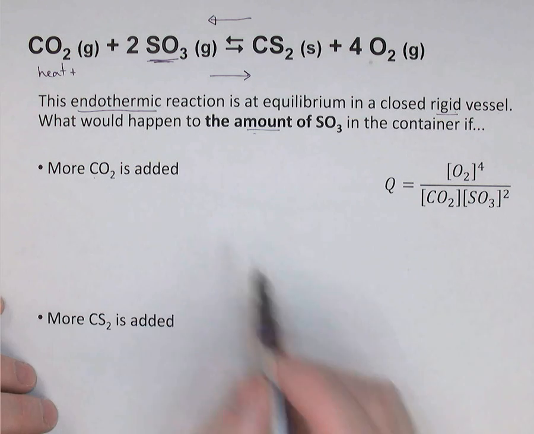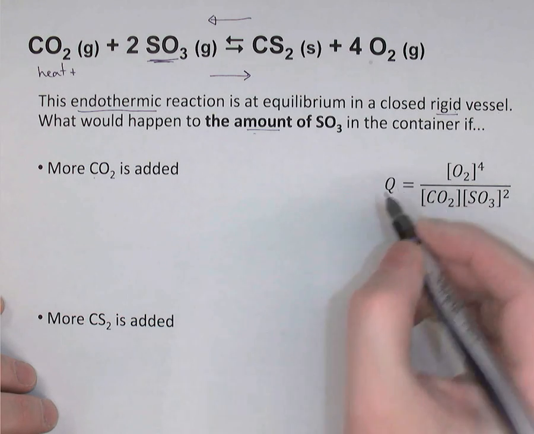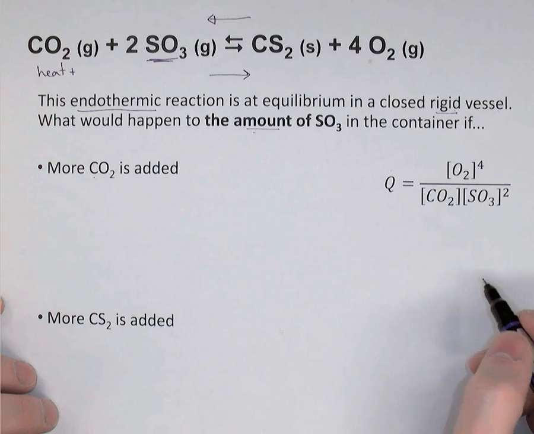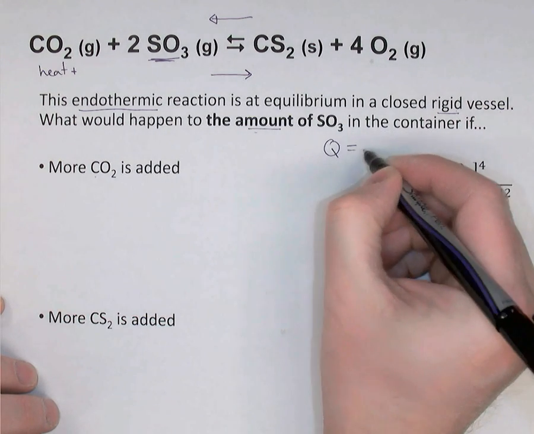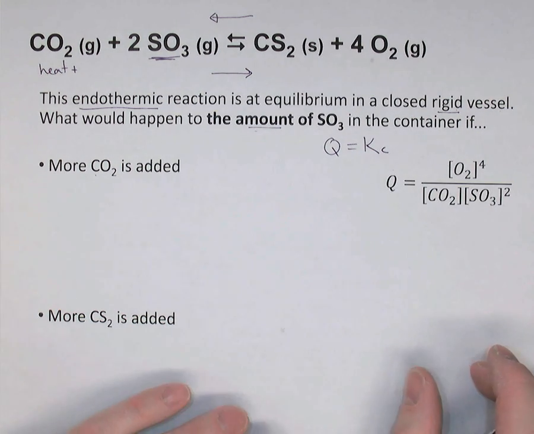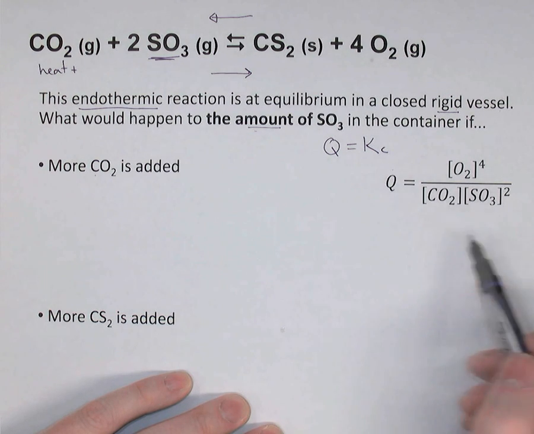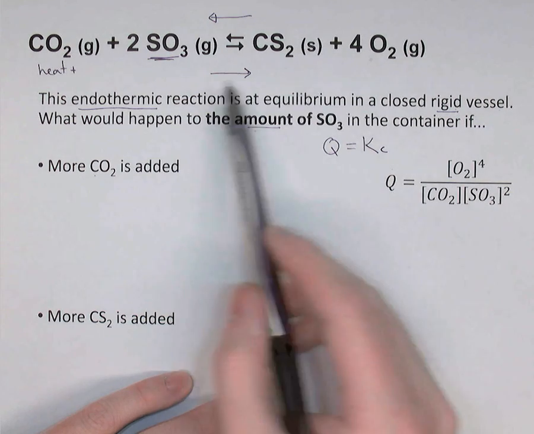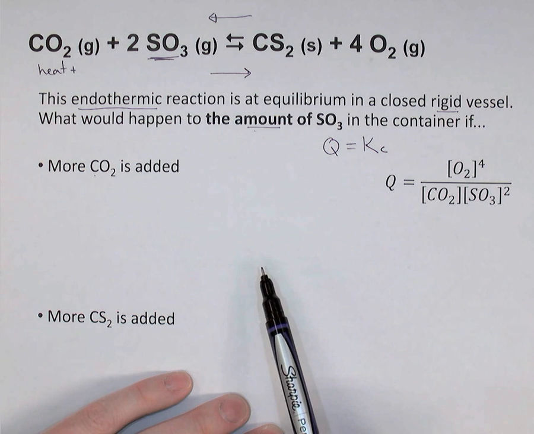So what happens if we add more CO2? There's two explanations that are acceptable. One is based on the reaction quotient, Q. Remember that if you're at equilibrium, which is how we started, Q is equal to K, or Kc if you want to talk about equilibrium constants with concentrations. So we start off with this expression for Q. This is just the equilibrium expression for this reaction. We've left out CS2 because it was a solid.